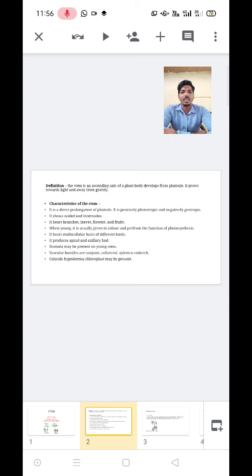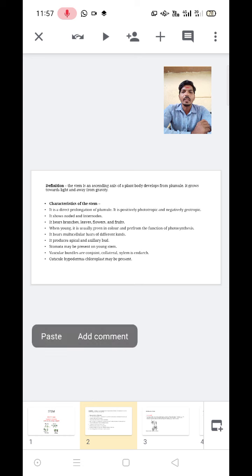The stem is an ascending axis of a plant body that develops from the plumule and grows towards the light and away from gravity. That is called a stem. The general definition is: the stem is an ascending axis of a plant body that develops from the plumule and grows towards the light and away from gravity. That is called a stem.